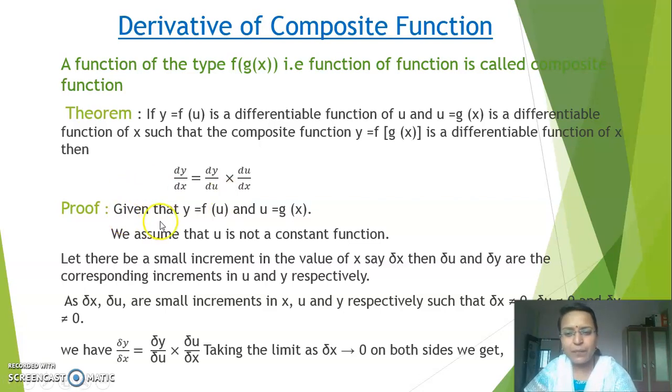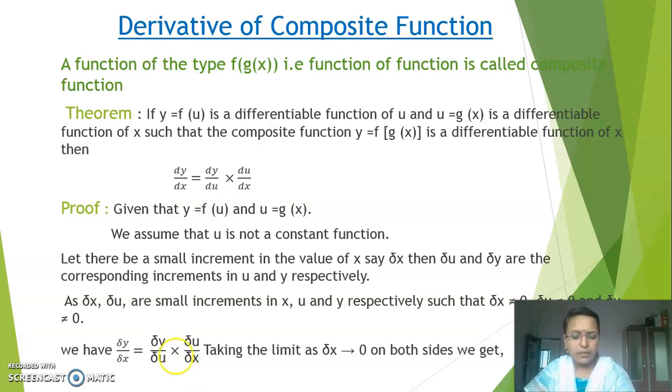Then the proof for that, given conditions where y is a function of u and u is a function of x. Here consider u is not a constant function, because it is given that u is a variable function of x. u is a function in terms of variable x. Let there be a small increment delta x. Consider delta x is a small increment in x, a small change in x. Similarly, delta u and delta y are the corresponding increments in u and y respectively.